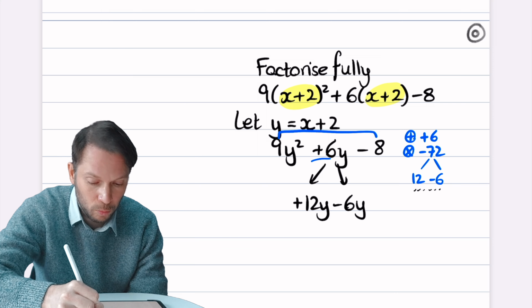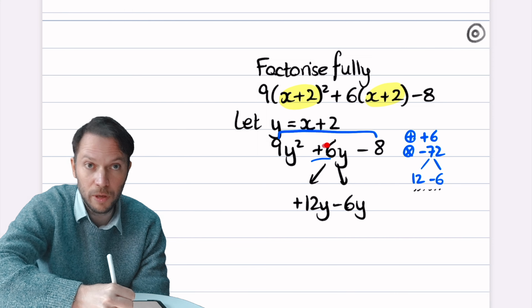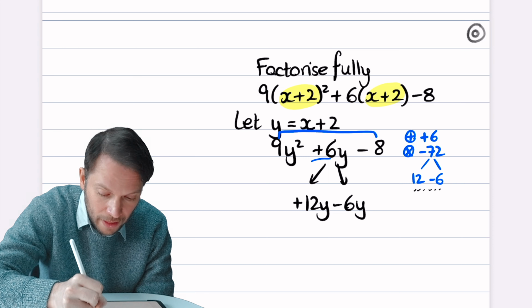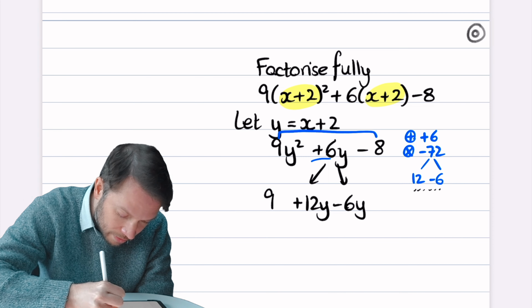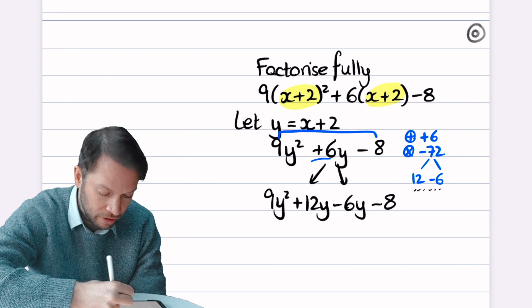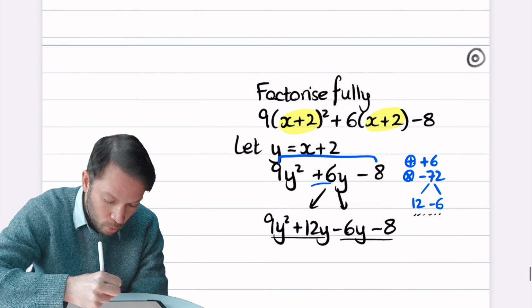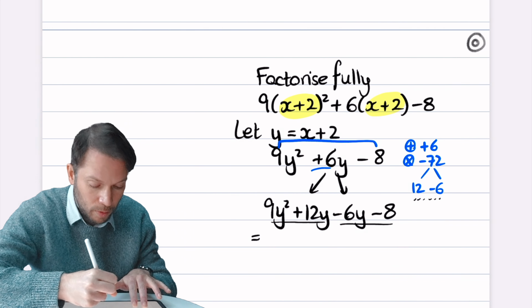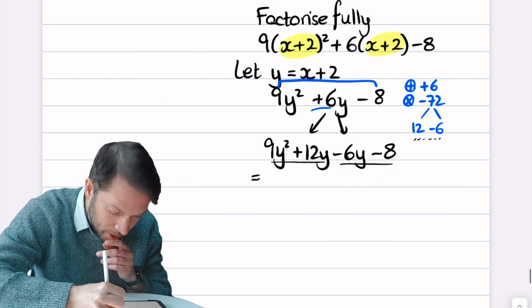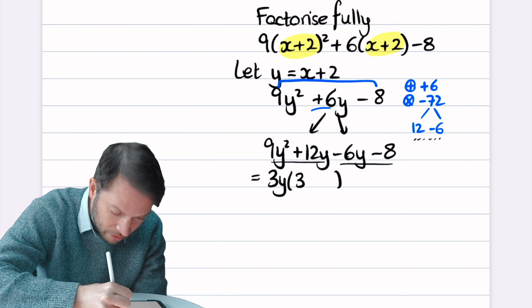And remember, we still need the y's because 12y minus 6y simplifies to 6y, doesn't it? So we still need the y there. And then we copy over these other terms at the start and the end. And then we use something called pairwise factorisation. So we factorise the first half and the second half. What's common to 9y squared and 12y? Well, 3y is common. So 3y, and what's the bracket? Well, it's going to be 3y plus 4.